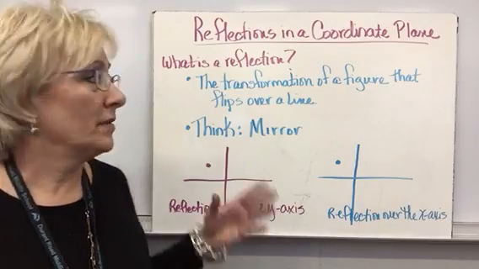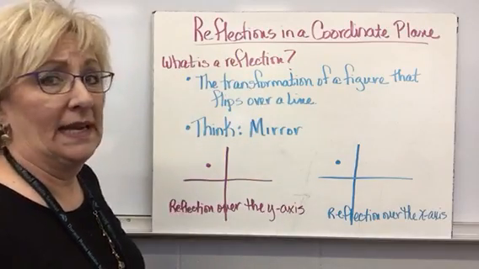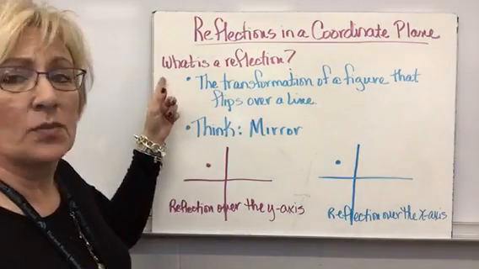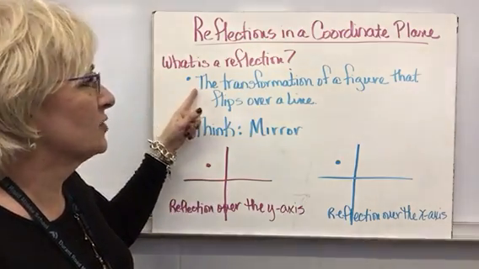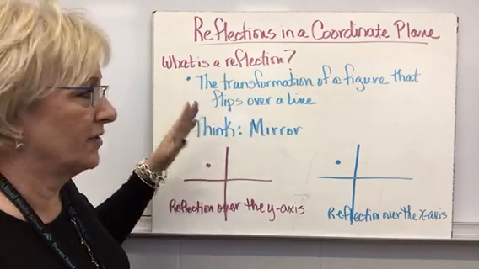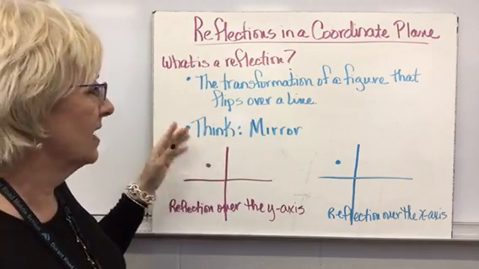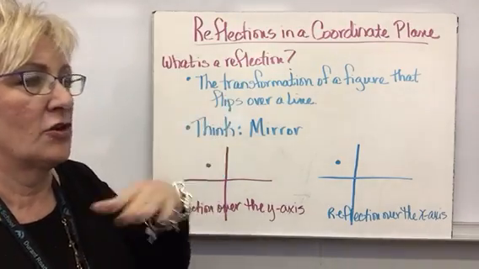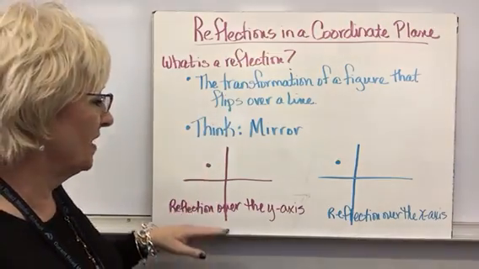Hi, we've just started the coordinate plane, and we're going to be talking about reflections on the coordinate plane. What is a reflection? A reflection is the transformation of a figure that flips over a line, either the x-axis or the y-axis. Think about it as a mirror image. When you're looking in the mirror, your reflection is a reflection of yourself.